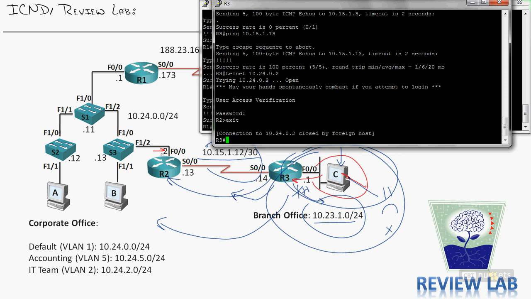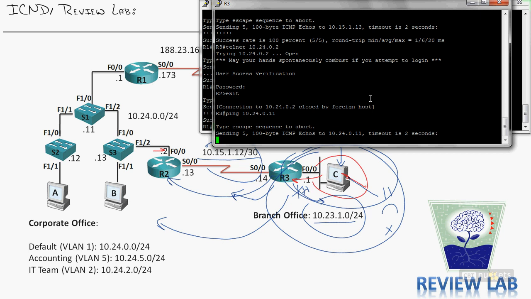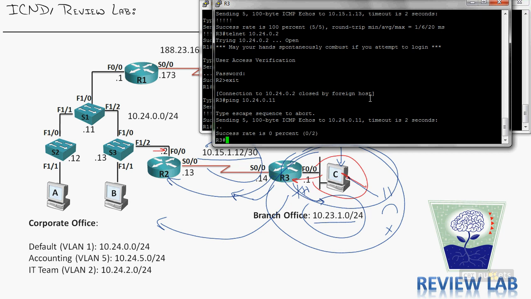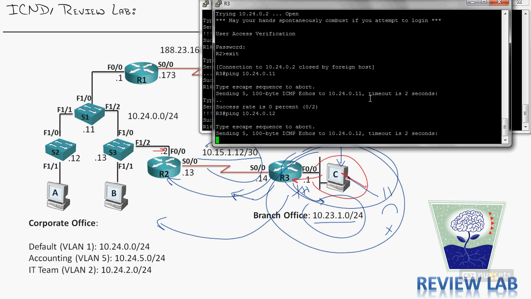Now, something's broken. And that is the switches. This is what I was saying I have to add to the lab. Switch 1, switch 2, and switch 3. Let's try it. I'm sitting on router 3. I'm going to ping 10.24.0.11, right? Grab one of those guys. Fail. For grins, let's try 12, which is switch 2. Fail. Now, why are these failing? Well, router 3 knows how to get to that network.